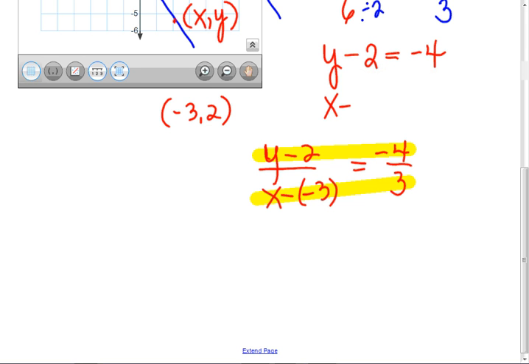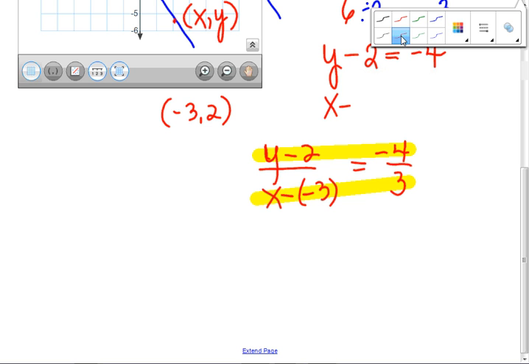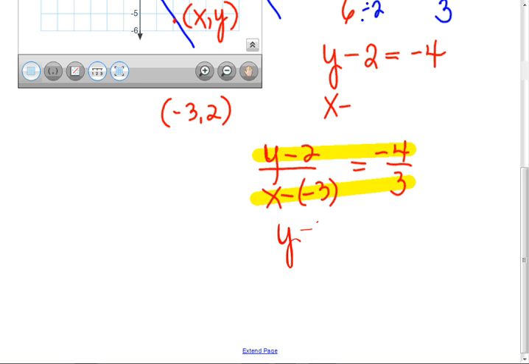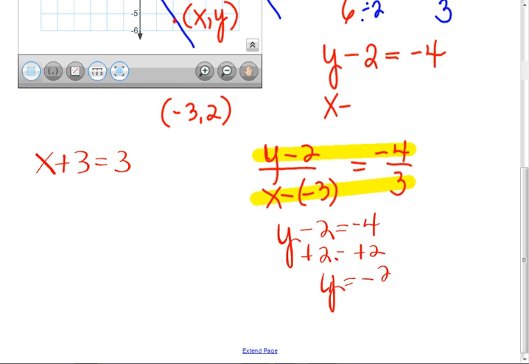No, I kind of like the graphing one. So y minus 2 equals negative 4. So add 2 to both sides. So y equals negative 2. Do the same thing for the x's. That's really x plus 3 equals 3. By inspection, tell me what x is. I could do 2 minus y. Call this just x, y.